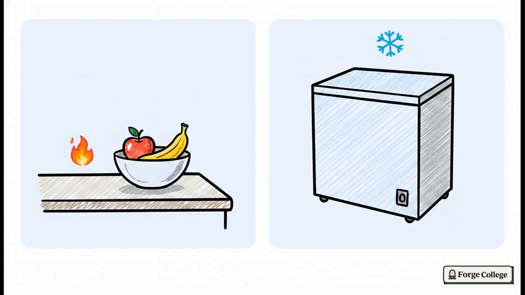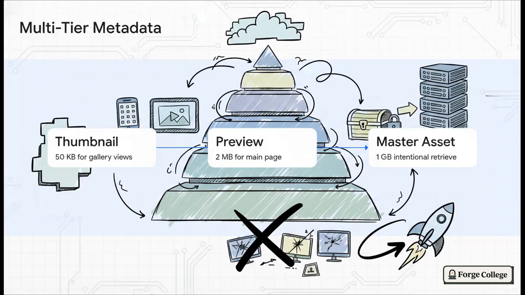Ultimately, you want to use the hot layer for that immediate, snappy user experience and the cold layer for inexpensive, rock-solid long-term preservation. So the crucial point is how we actually combine these concepts to protect the user. And we do it by building a multi-tier metadata structure. Think about the breakdown here.